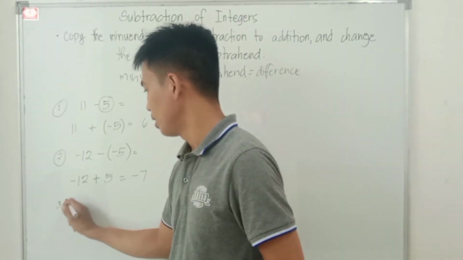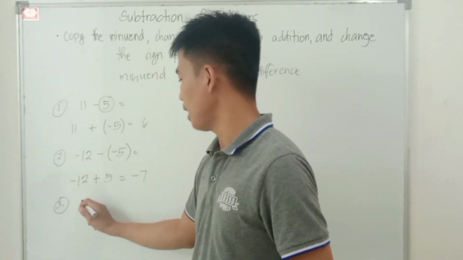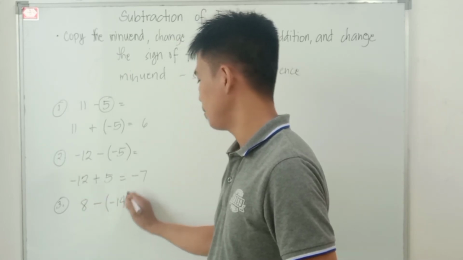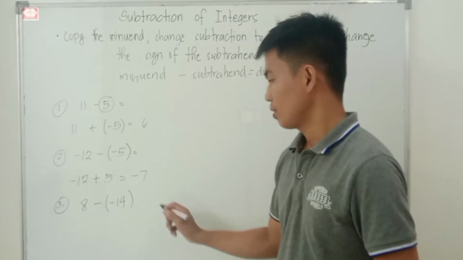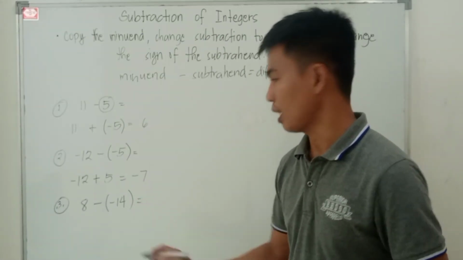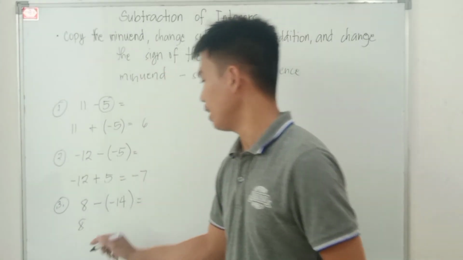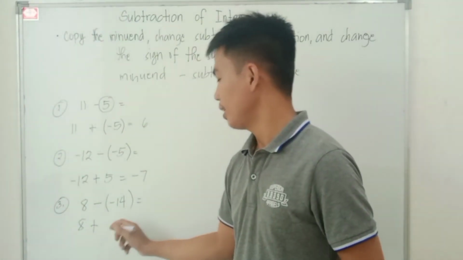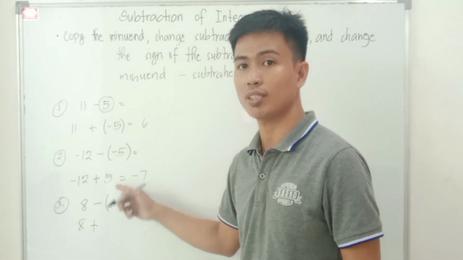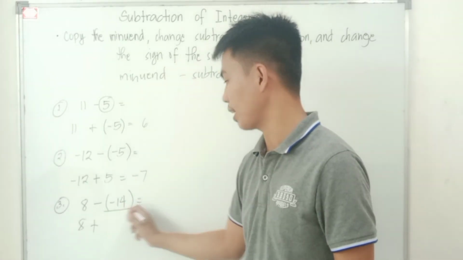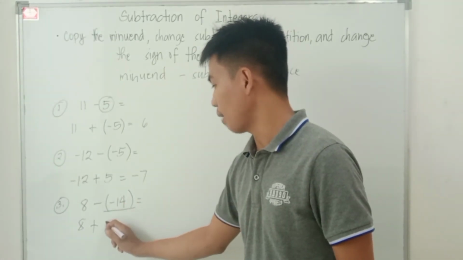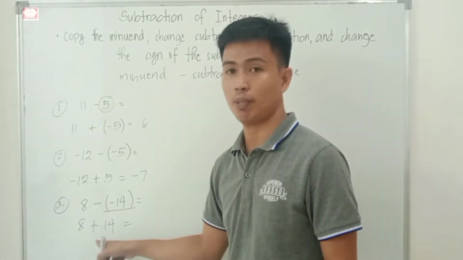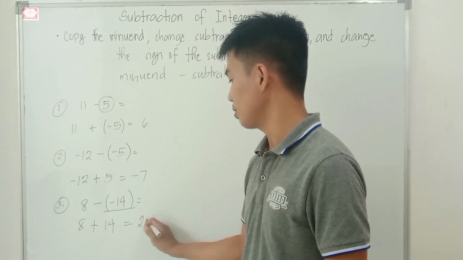Next, example. Number 3. So, let's say we have 8 minus negative 14. So, what are we going to do is, again, copy the minuend, and then, subtraction, gagawin nating addition. And negative 14, we're going to change the sign of the subtrahend, and this is the subtrahend. So that will become positive 14. And then proceed to addition. 8 plus 14 is 22.